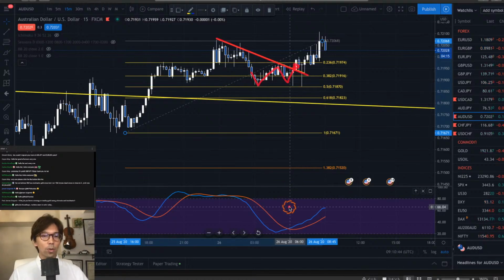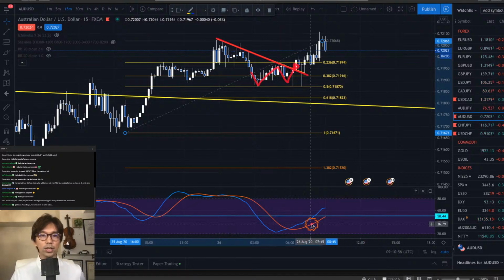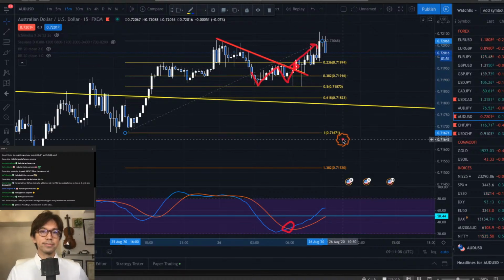Also, what I liked about this stochastic gold cross was that it happens below 50 level. So you can put the horizontal line on the 50 level like this. And whenever the stochastic gold cross happens below the 50, then this becomes more reliable, so that you can expect the price to continue to go up from there. Alright. So that's basically how I confirm the uptrend and how I confirm the buy chance on one of these indicators, stochastics here.